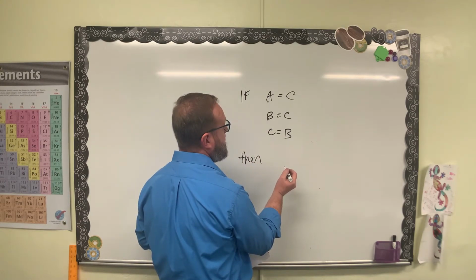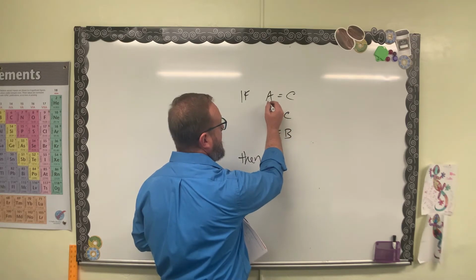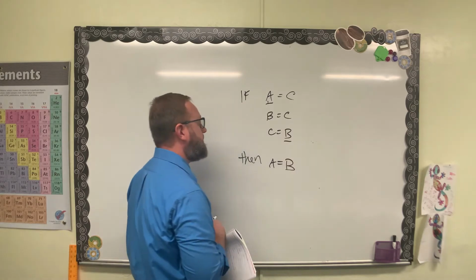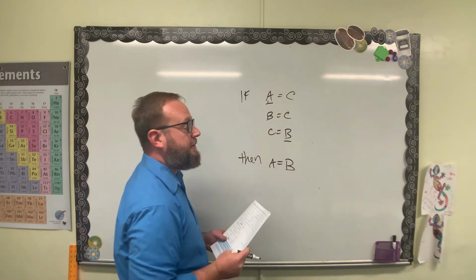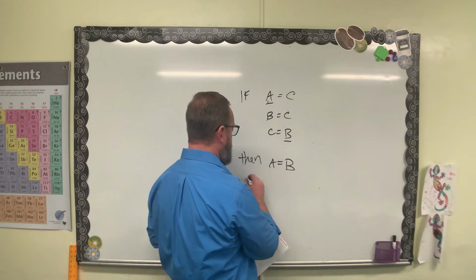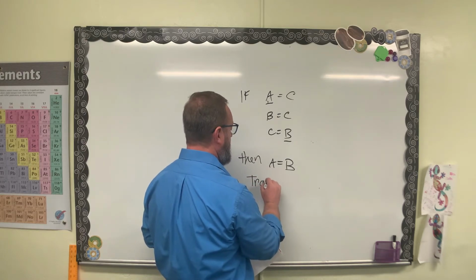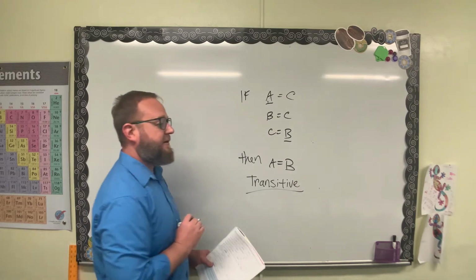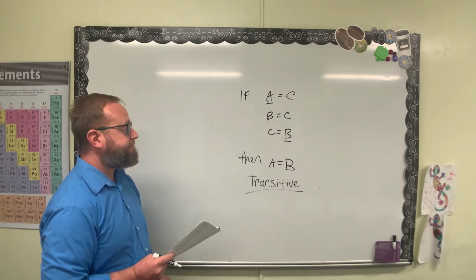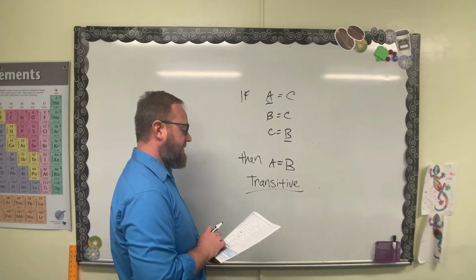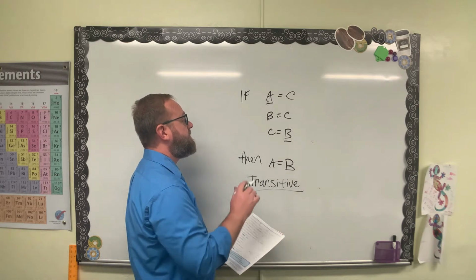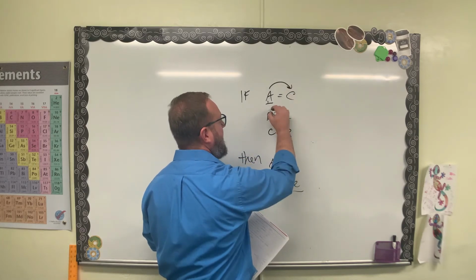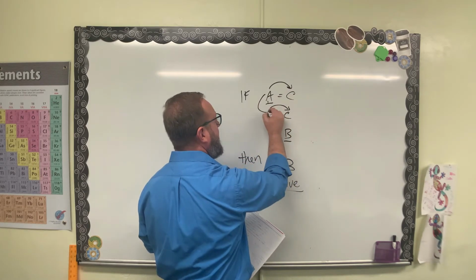A equals B. B equals A. Equality? Maybe property of congruence? Yeah, it's the property of congruence. Transitive. Why? Because you're making the jump. You have from here to here, here to here, therefore here to here.